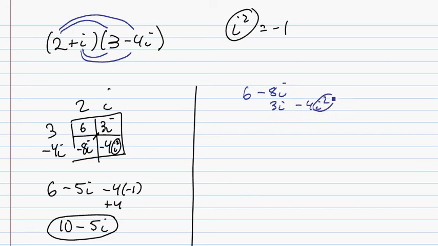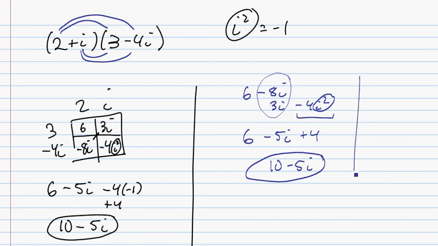The book recommends this, and I recommend this sometimes because it's nice to line up like terms like that while you're going through it. And so this would be 6 minus 5i, and then we know because that i squared is a negative 1, this is really plus 4, 10 minus 5i. Same answer, two methods, and I will actually probably do a lot of this method on this side. But if you prefer the box is neater and more organized.